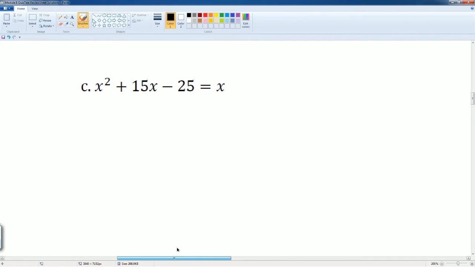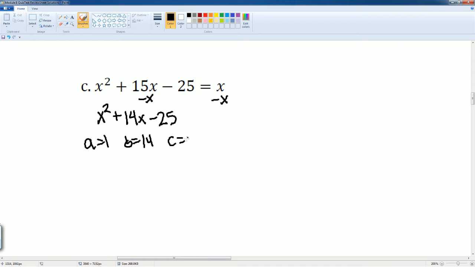Let's look at C. It equals x. To get into standard form, I subtract x from both sides. I get x squared plus 14x minus 25. A equals 1, B equals 14, and C equals negative 25. Put it in our diamond. B equals 14, C equals negative 25. What numbers multiply to make negative 25 that add to 14?